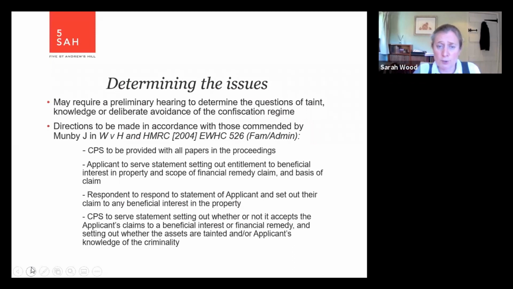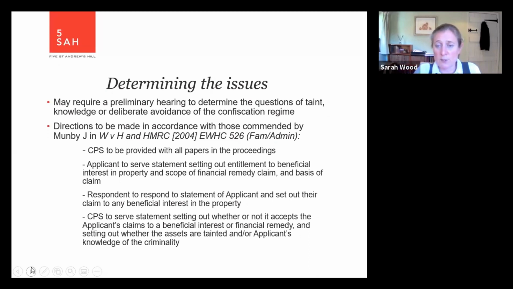And the directions that should be made, and ideally made at the first appointment, are those set out in the case of W and H. They are fourfold. The first one is perhaps an obvious one, which is that the CPS must be provided with all the papers in the proceedings. The second one is that the applicant is to serve a statement setting out their entitlement, not only to the beneficial interest in the property, but also the scope of any financial remedy claim. And again, that's coming back to the Section 25 factors.